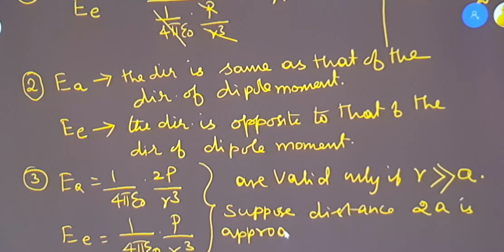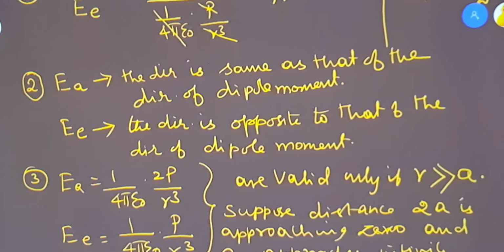Suppose, as a special case, the distance 2a is approaching 0. What do you mean by that? The distance between the two point charges in the dipole gradually decreases. And the dipole is made up of two charges, isn't it? The charge q approaches infinity. So the charge q is going on increasing, and the distance between the two charges goes on decreasing.